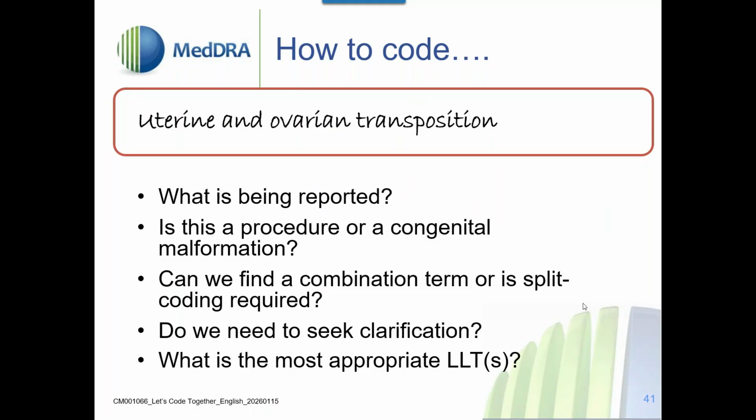You have some vascular congenital anomalies where the vessels are in the wrong place, or it could be a procedure to move these organs to a different location. That's what we would see from the first take on this term. Can we find a combination term for uterine and ovarian, or do we need to split code? Do we need to seek clarification to see, is it a congenital anomaly or is it some kind of procedure? And what would be the most appropriate LLT?